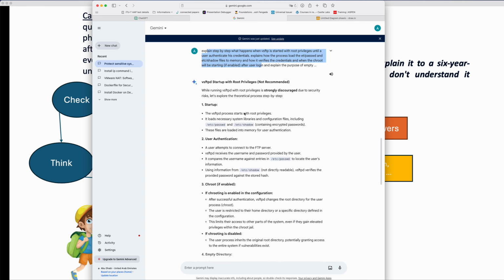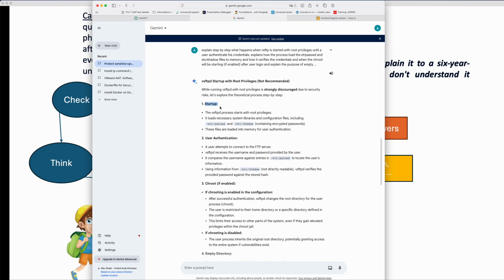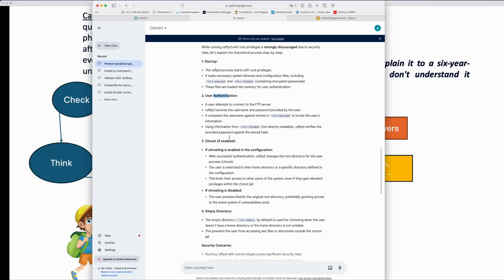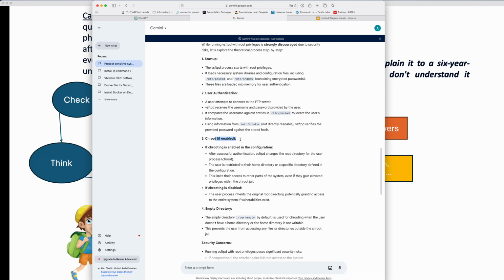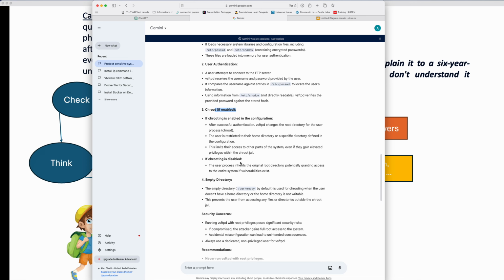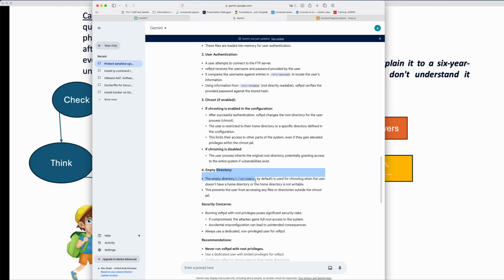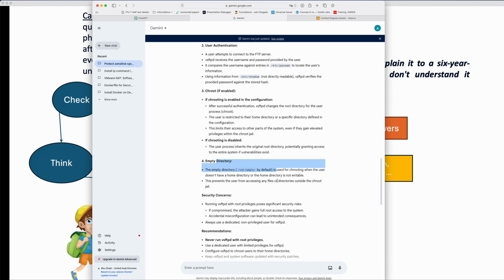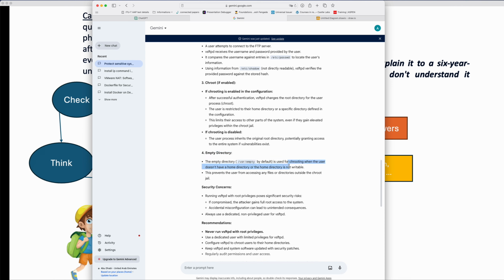Wonderful. Look here, the tool started to explain to me step by step what happened, from the startup to the user authentication to when we change the root of the process. And here it mentions the empty folder that I wanted to understand, and what it says is that it's used for chroot when the user doesn't have a home directory. And now I have a clear, specific answer.